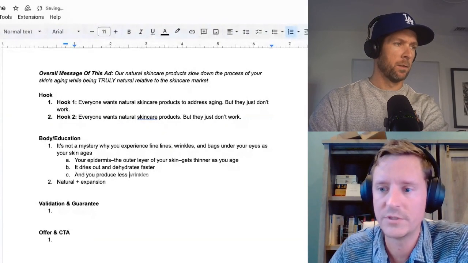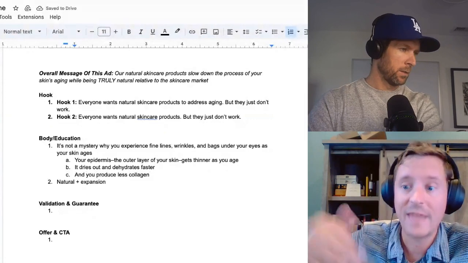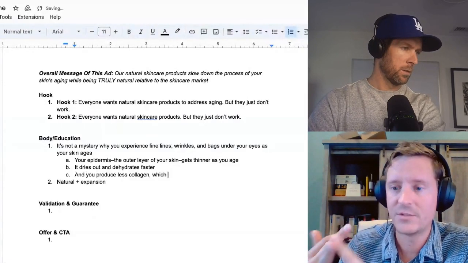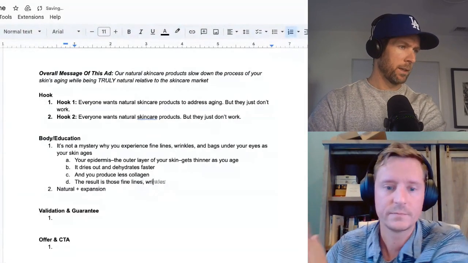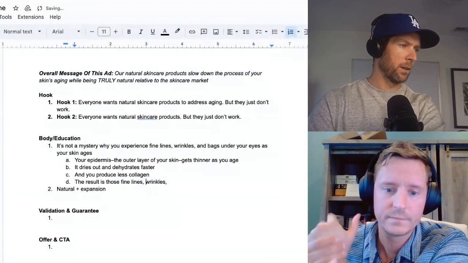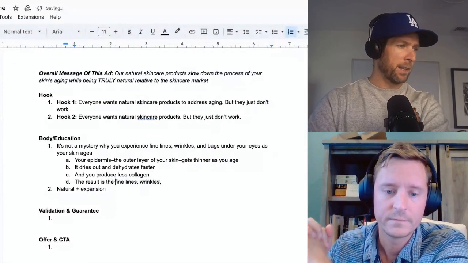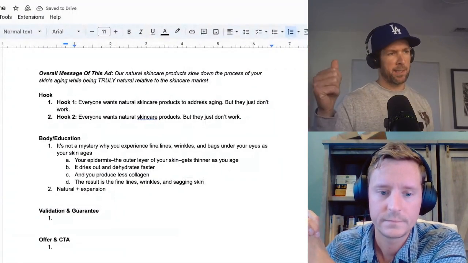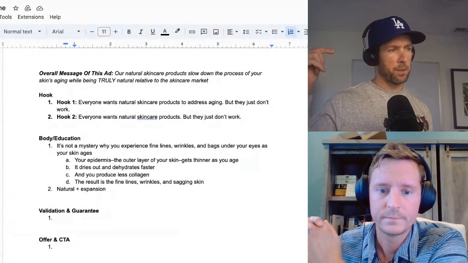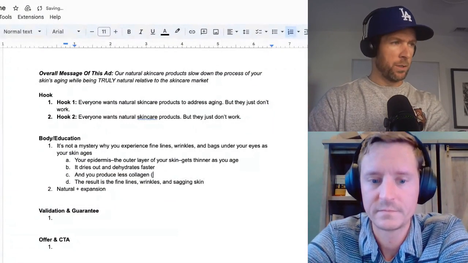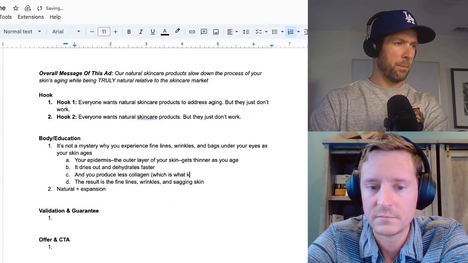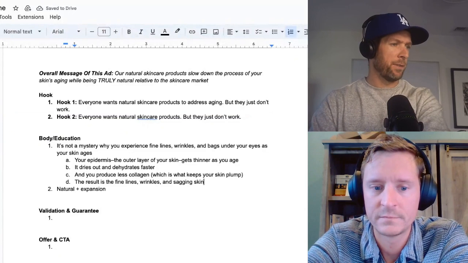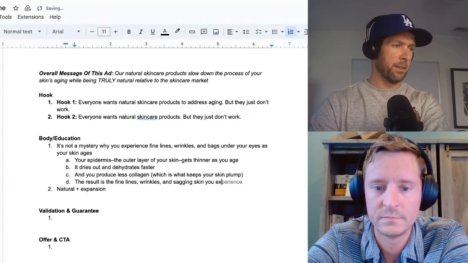Producing less collagen results in less firm, plump skin, and that results in your fine lines, wrinkles, and sagging skin. So we've got your epidermis, the outer layer of your skin, gets thinner as you age. It dries out and dehydrates faster, and you produce less collagen, which is what keeps your skin plump. The result is the fine lines and sagging skin you experience.